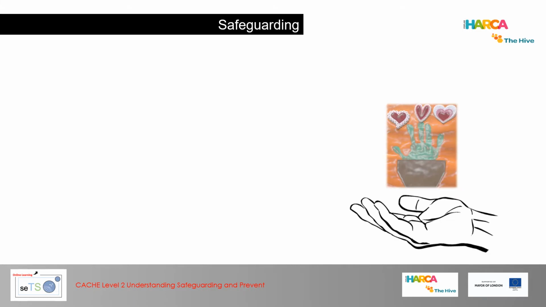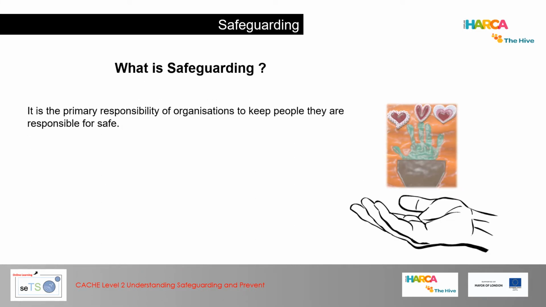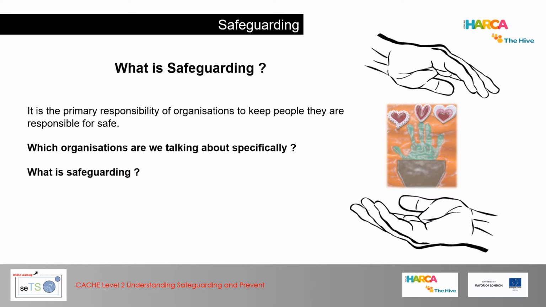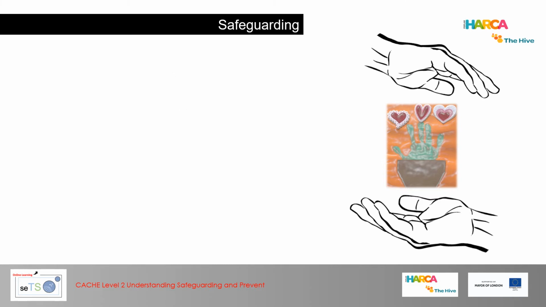Safeguarding. What is safeguarding? Well, it's the primary responsibility of organisations to keep people they are responsible for safe. Which organisations are we talking about specifically? And what is safeguarding? What would their safeguarding policies cover and why? Well, you may have come up with the following.